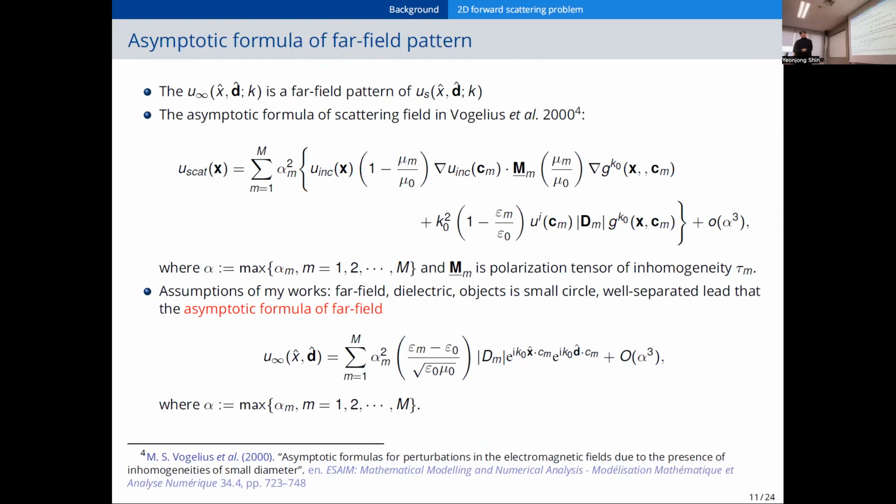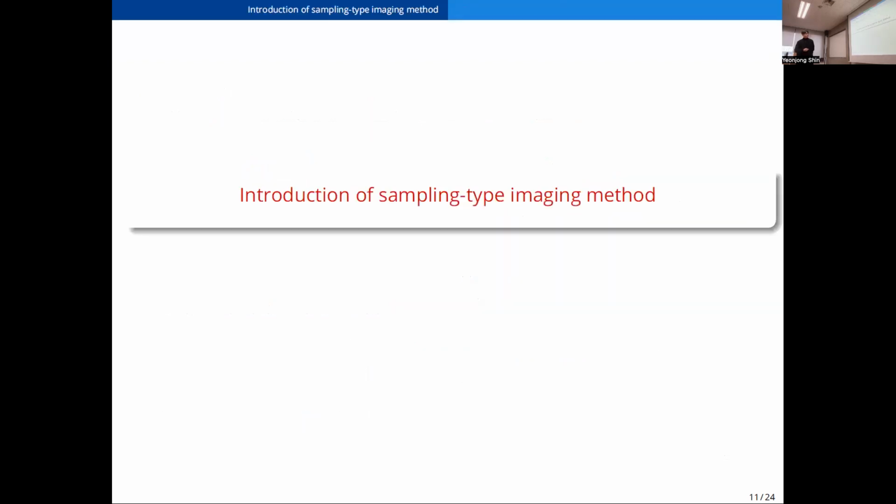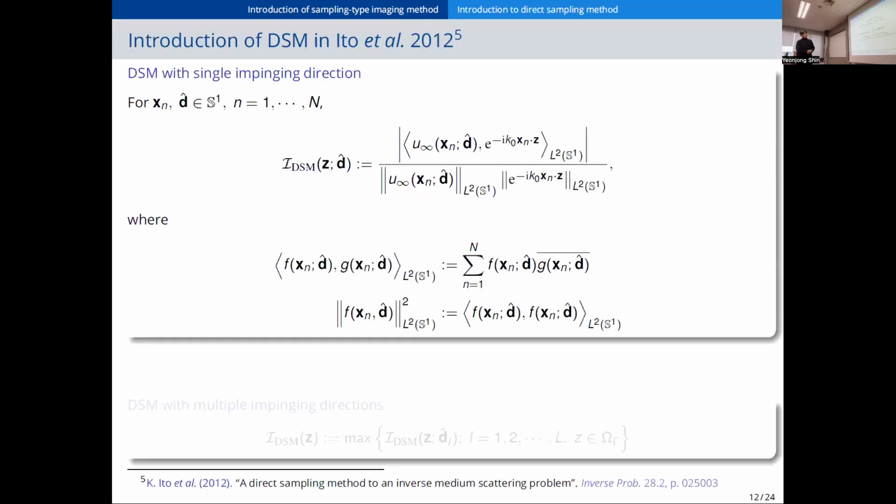From this assumption and notation, we call the far field pattern of U_s as U infinity. Then this asymptotic formula can be reduced to this simple formula. This means that there is an exponential function like this one. This is the key part of my analysis. I'll talk about the details of the introduction of the sampling type method. I'll talk about the DSM because, as I mentioned, it is very simple.